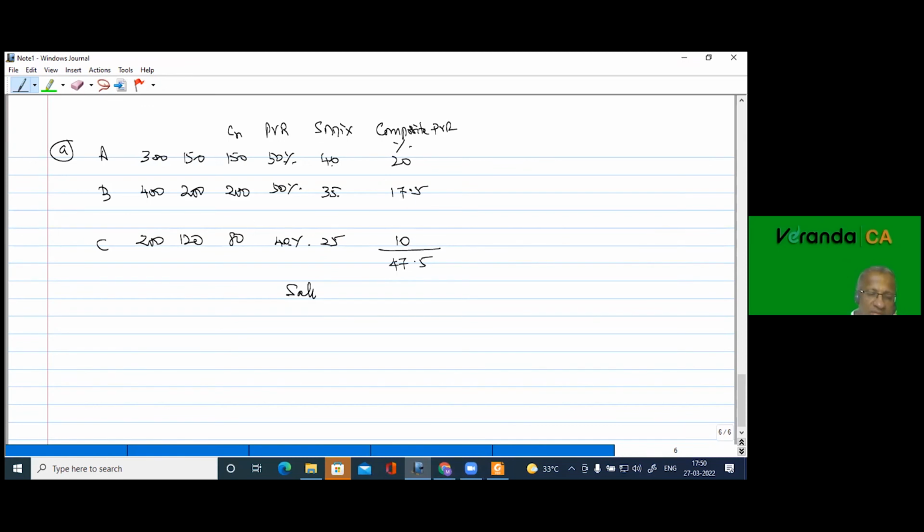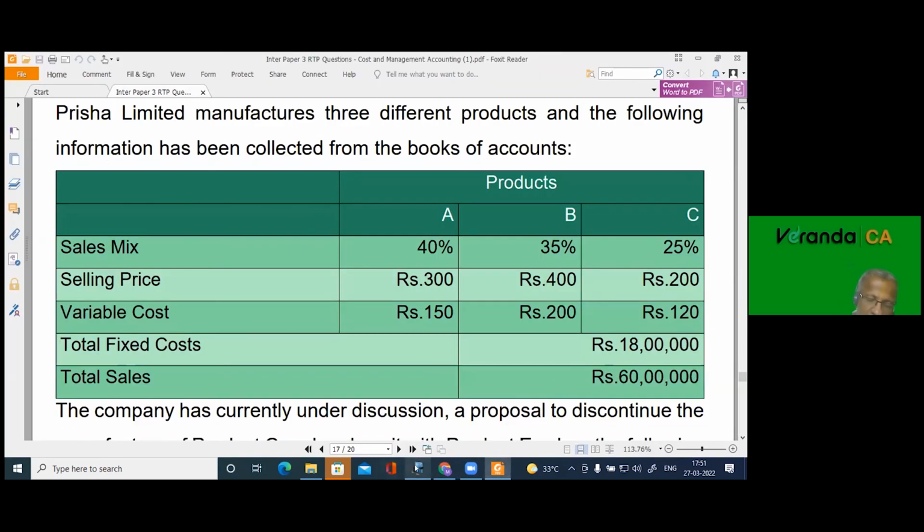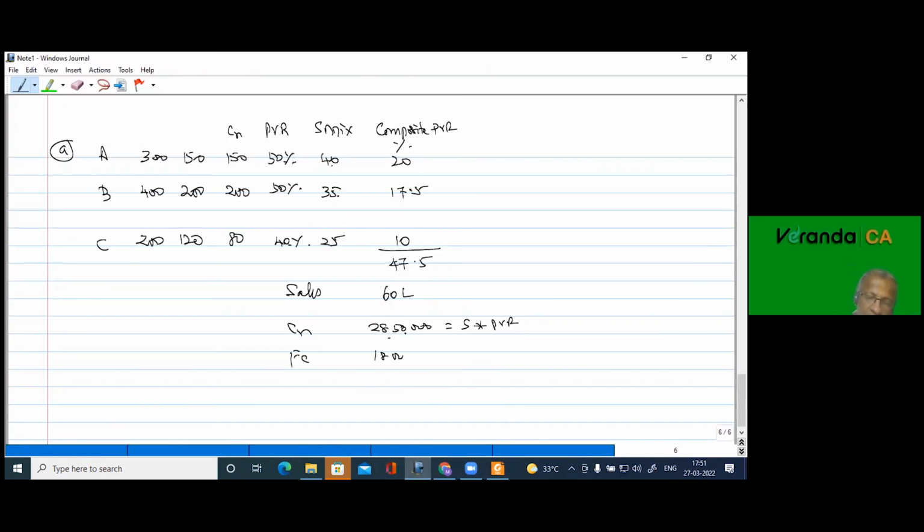Now you have the sales information of 60 lakhs. What will be your contribution? Sales into PV ratio is equal to contribution. 60 lakhs times 0.475 gives you 28 lakhs and 50,000. Then fixed cost, which they have mentioned as 18 lakhs. 18 lakhs, and what you get is 10 lakhs and 50,000 as a profit. This is for the existing one.